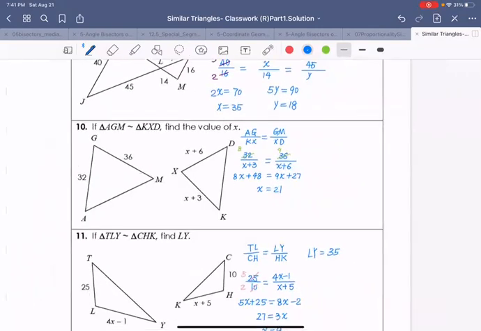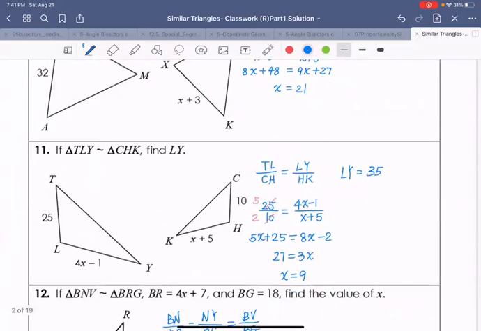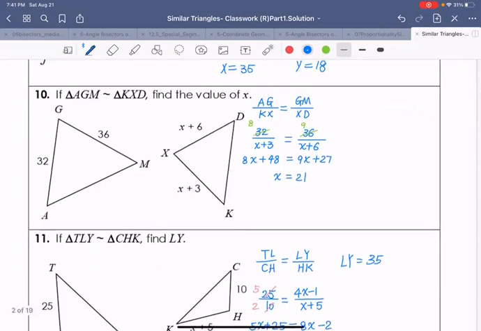Thank you for submitting very neat homework every week. Ellen, you have a question. What Annie did here is this: first you do 48 minus 27 and then 9x minus 8x, which is 21 equals x, so x equals 21.